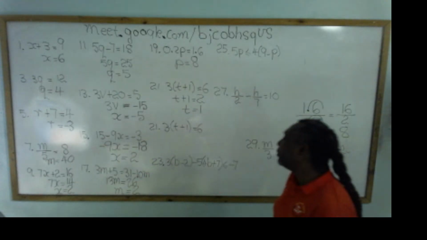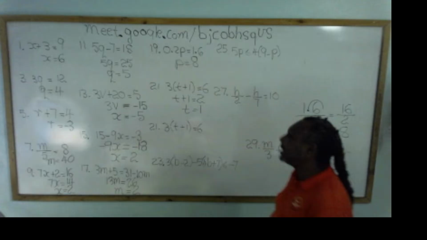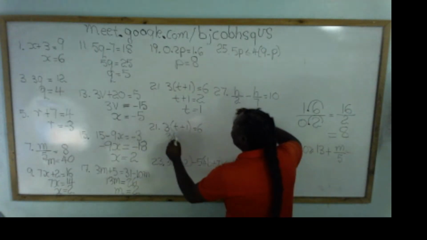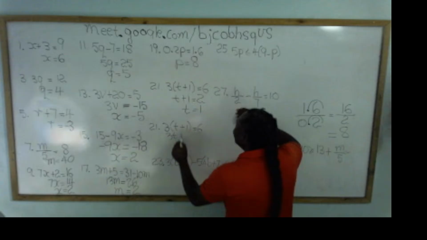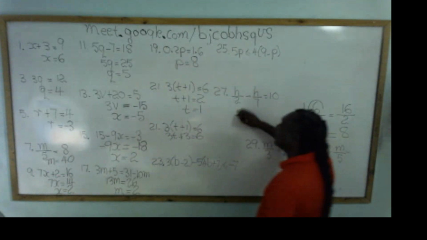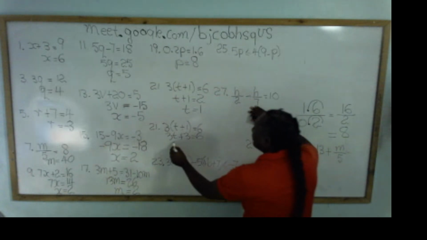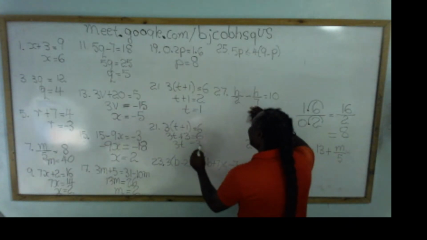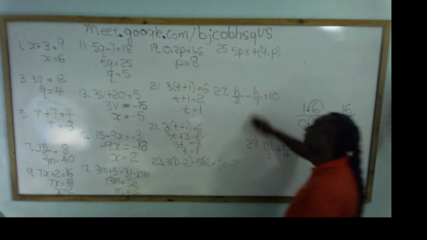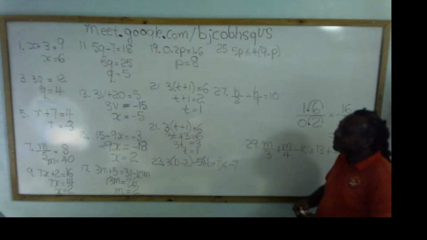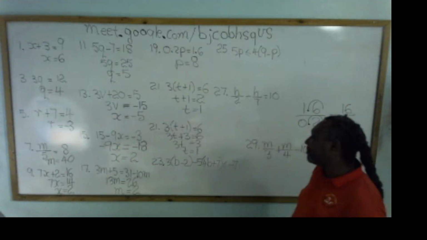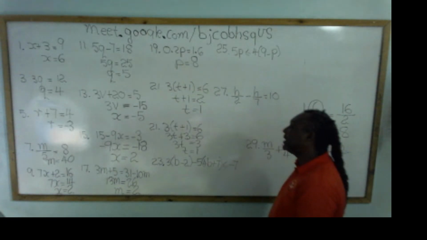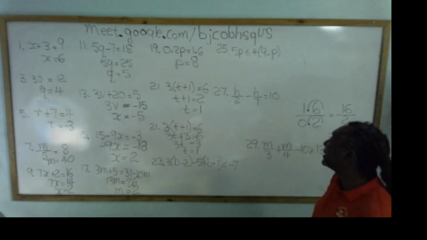However, now we will take the general approach, which is to expand the brackets. So we expand by saying what? 3 times t is 3t, and 3 times 1 is 3. And what do we do next? We subtract t from both sides, subtract 3 from both sides, and we'll get that. And then t is also equal to 1. So irrespective of what we do, the result is 1, but the general approach would have been to expand the brackets.